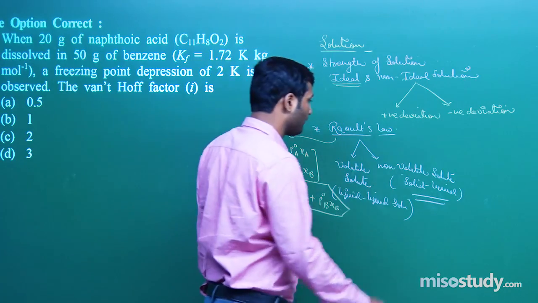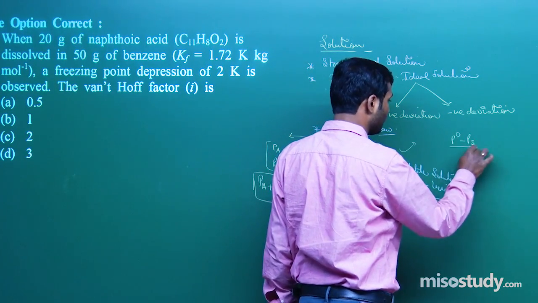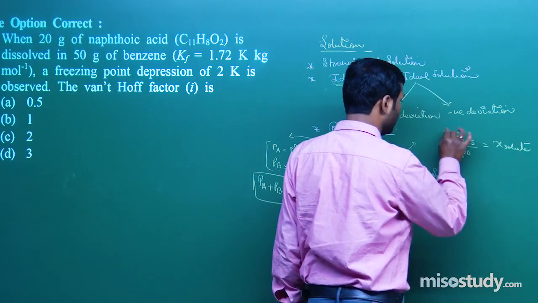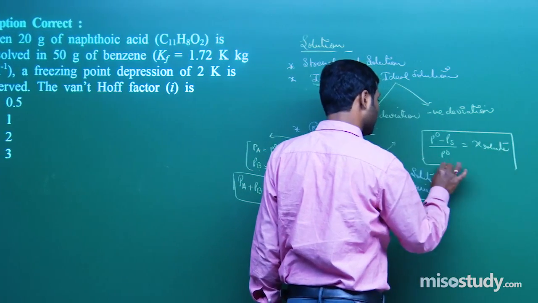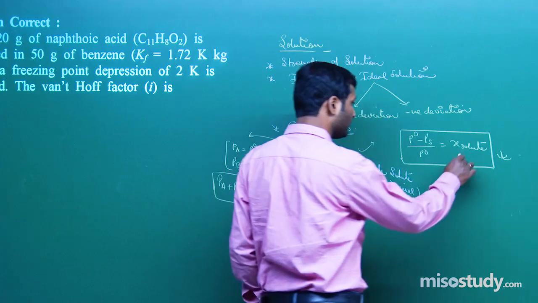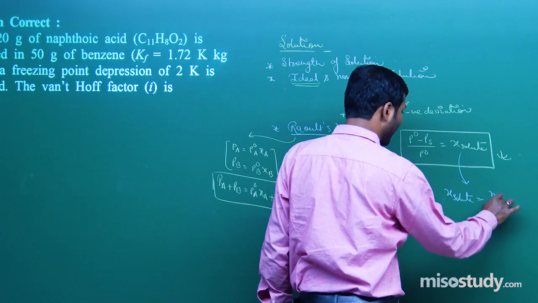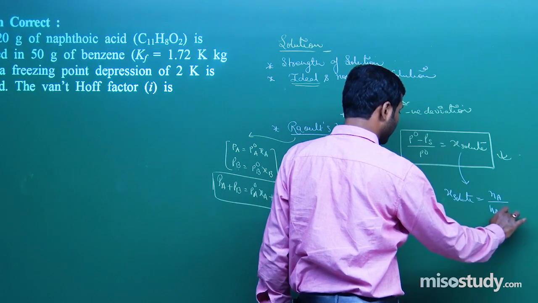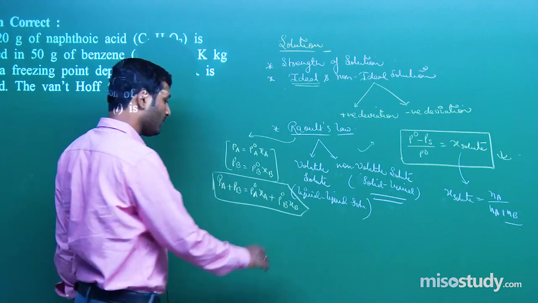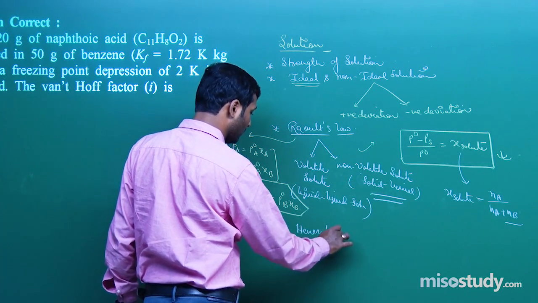Clear? And Raoult's law for non-volatile solute, lowering in vapor pressure: (P naught minus PS) upon P naught is equal to the mole fraction of solute. This is a general expression. Is it clear? What is the mole fraction of solute? Mole fraction of solute is equal to Na upon Na plus Nb. Am I right? Now you have to practice the questions based on Henry's law.